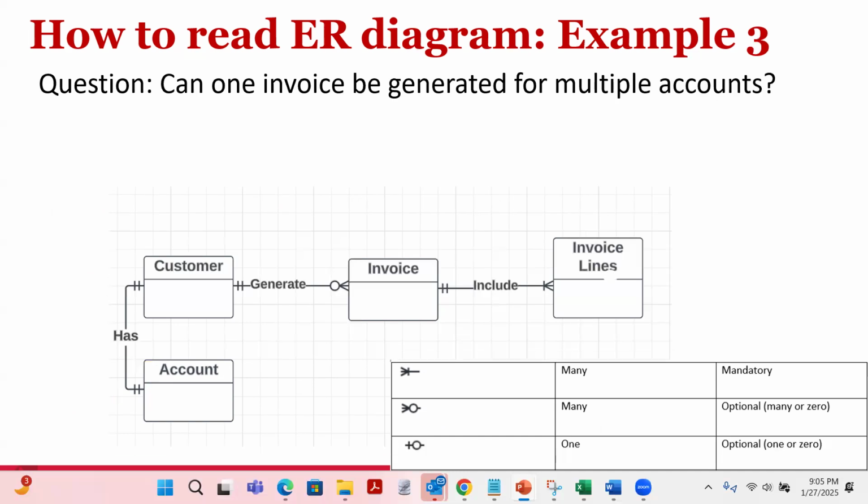This one is a little more complicated. Can invoice be generated for multiple accounts? This one is interesting, right? Because we have a question that has two different entities that are not directly connected to each other, invoice and accounts, right? So we need to build a path from one entity to another. And we go from invoice to customer and then from customer down to accounts.